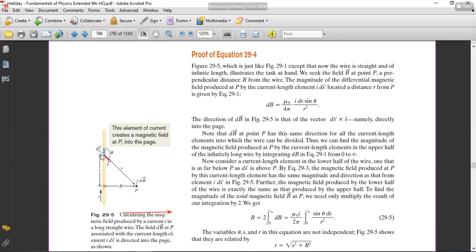Okay, so the current is moving in the upward direction, and you can see here this is the magnetic field due to the whole length of the wire, which is equal to 2 into integral from 0 to infinity of dB. Previously they took the upper half, so for the lower half, they have multiplied it by 2. Okay, clear?